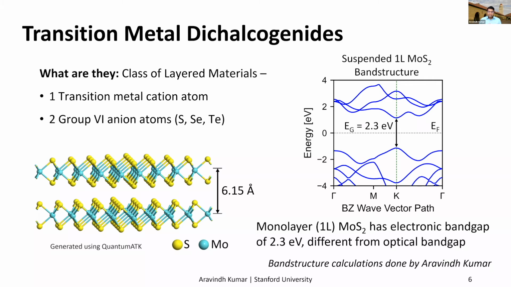The calculated electronic band structure of a monolayer MoS2 is shown on the right, and it has an electronic band gap of 2.3 eV, which is very good for transistor applications. Further, the band gap can be tuned by changing the layer number of the MoS2. For example, in its bulk form, MoS2 has a band gap of 1.2 eV.